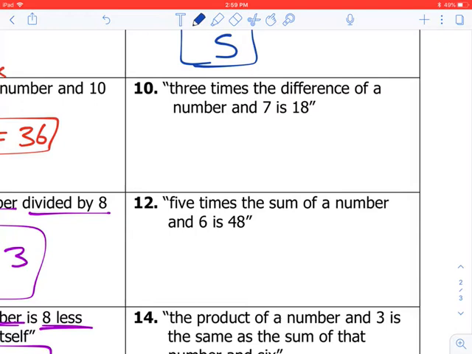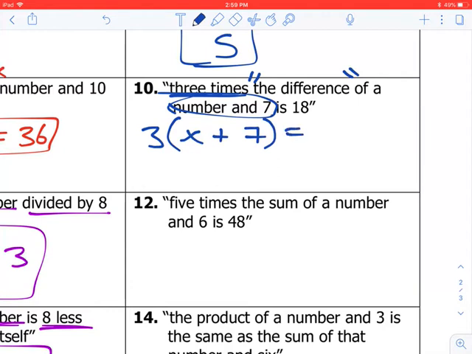3 times the difference of a number. So 3 times the difference. Okay, this is one of those ones where we got to put that in parentheses. The difference of what? A number and 7. So x minus 7 equals 18. And there we are.